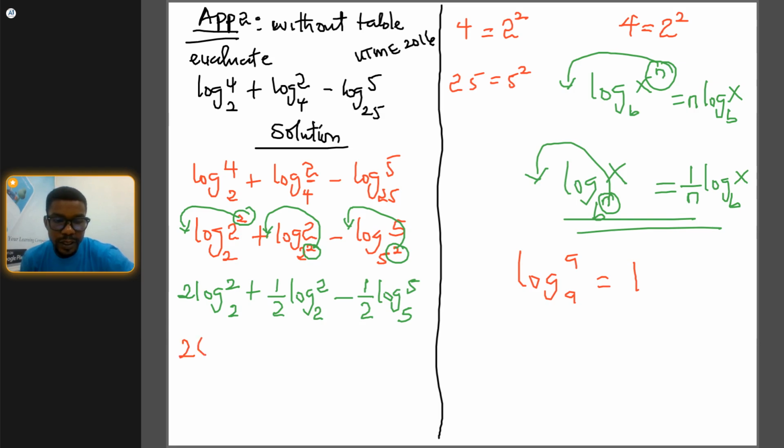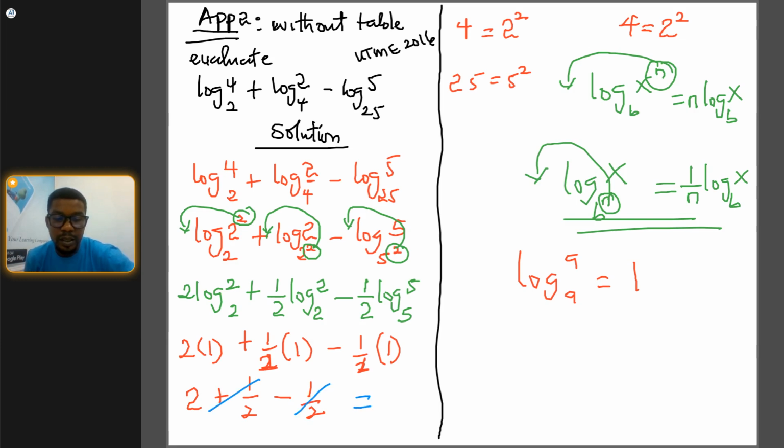So that means we have 2 in brackets, log 2 base 2 is 1, plus 1 over 2 in brackets, log 2 base 2 again is 1, minus 1 over 2 in brackets, log 5 base 5 is also equal to 1. So when we multiply out these brackets, 2 times 1 is 2, plus 1 over 2 multiplied by 1 is 1 over 2, minus 1 over 2 multiplied by 1 is 1 over 2. So 1 over 2 minus 1 over 2 cancel out, and the final answer is 2.